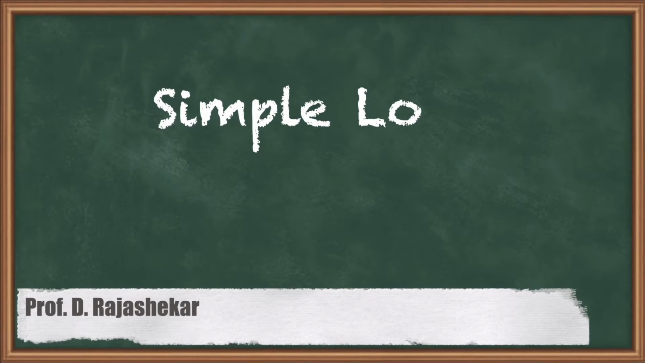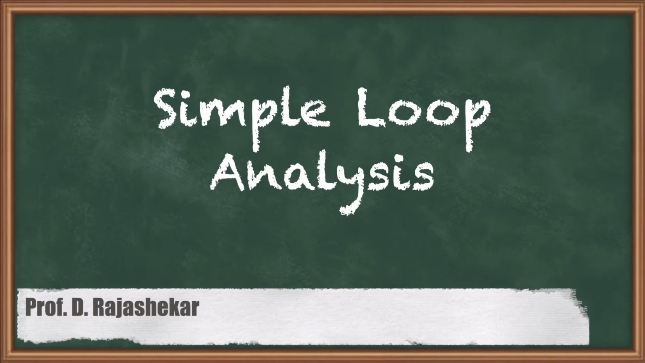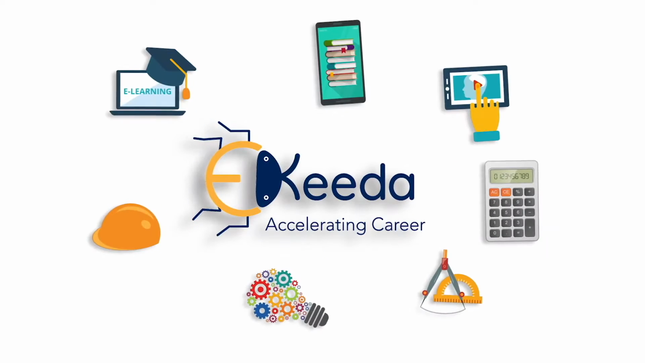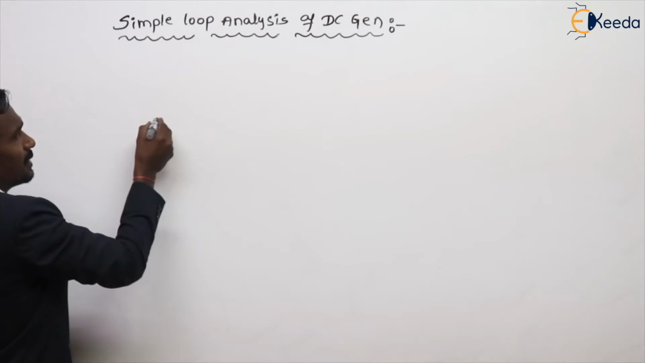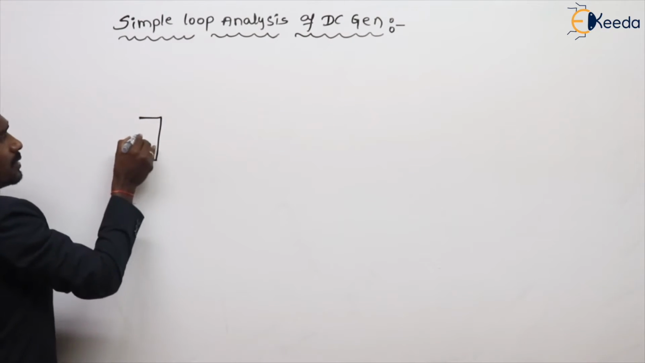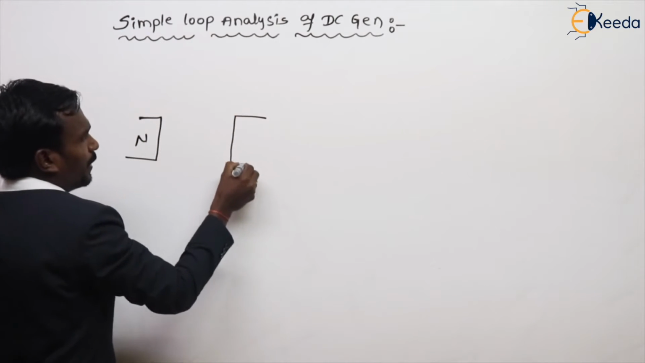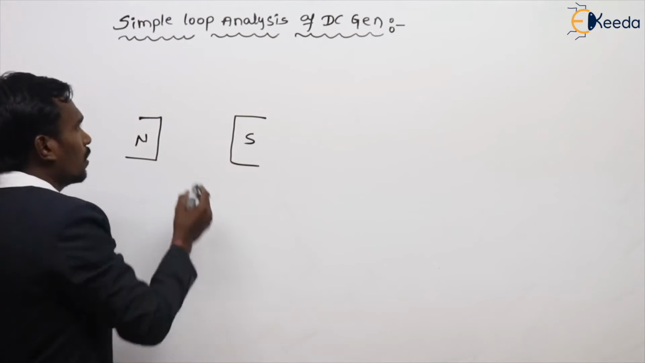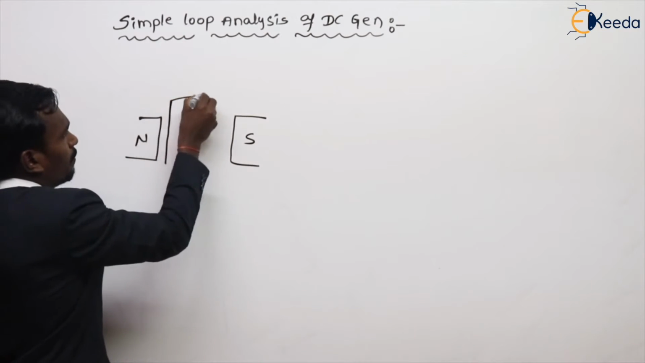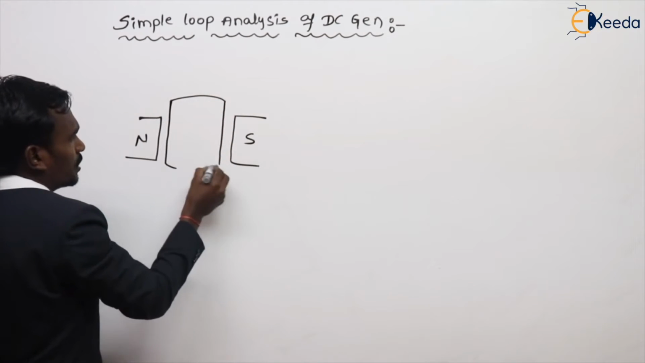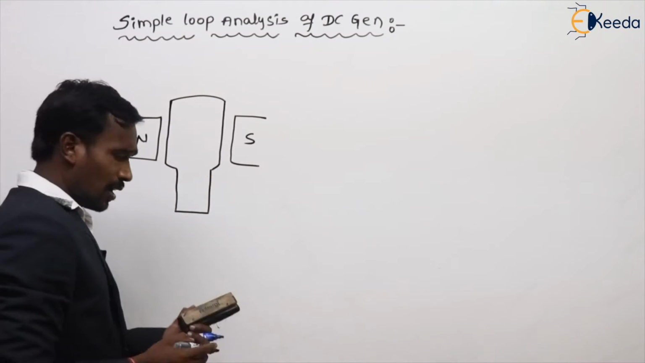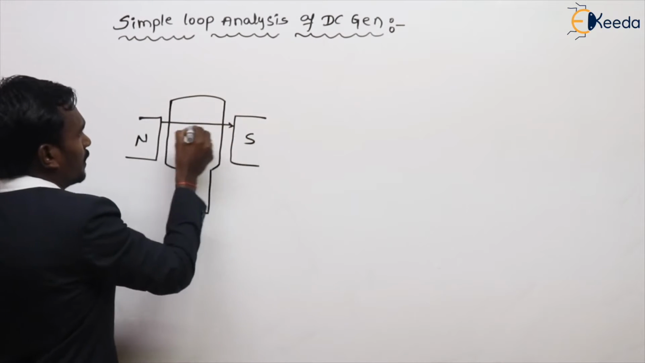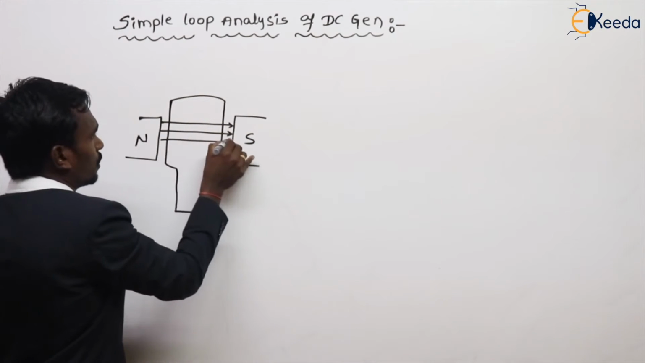Hi friends, in this video we are going to discuss the simple loop analysis of a DC generator. Okay, let's see the simple loop analysis of a DC generator. In that, I am taking this stationary magnetic field, north pole and south pole, and armature. This is my armature, which is placed in the stationary magnetic field. Of course, the stationary magnetic field flux lines go from north pole to south pole.